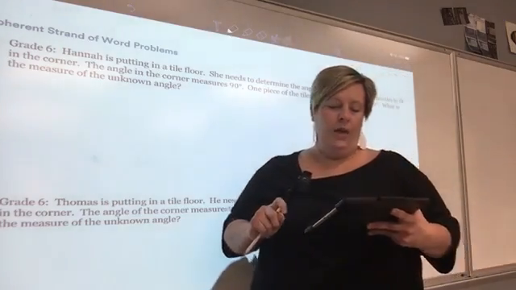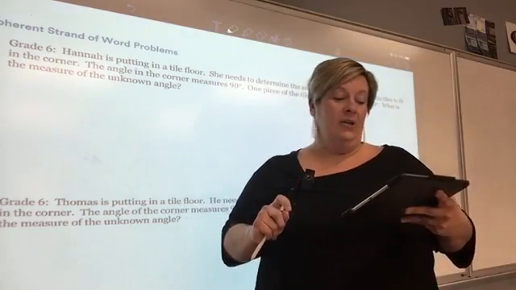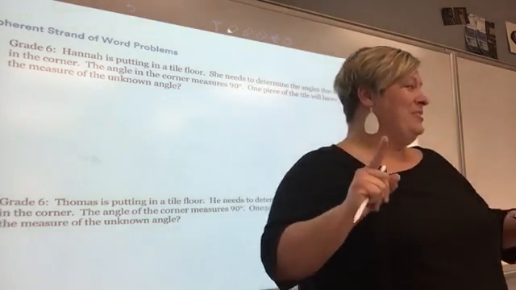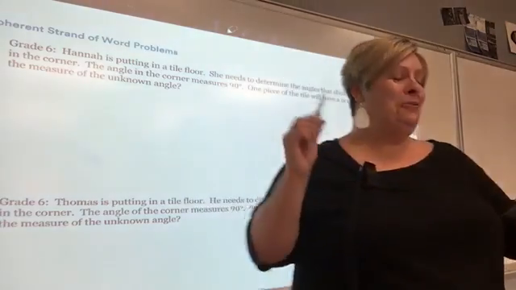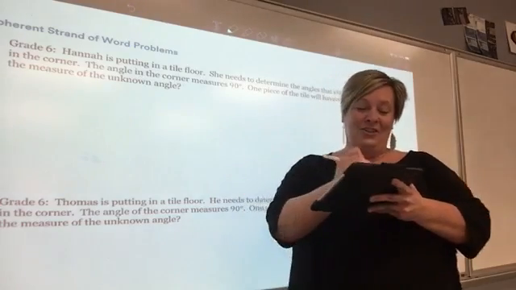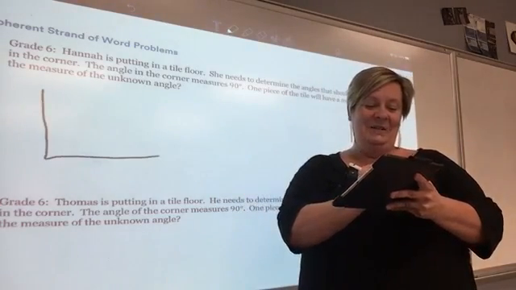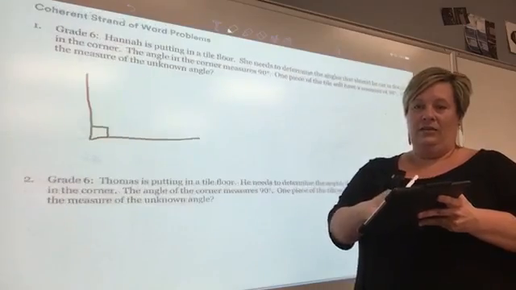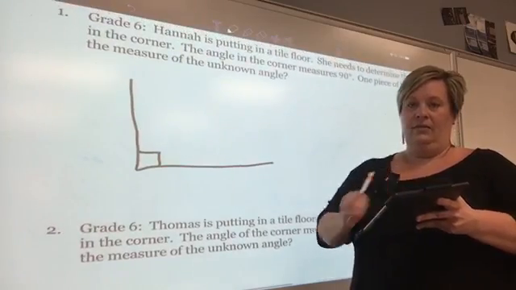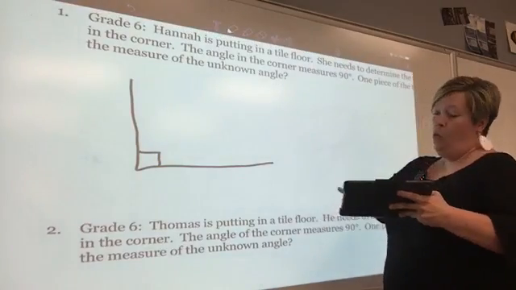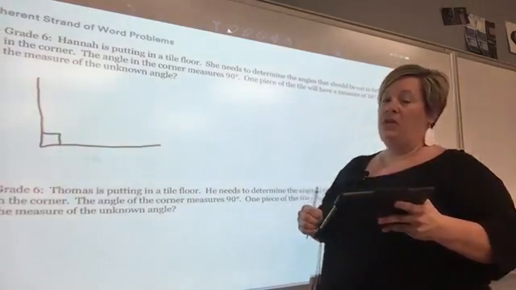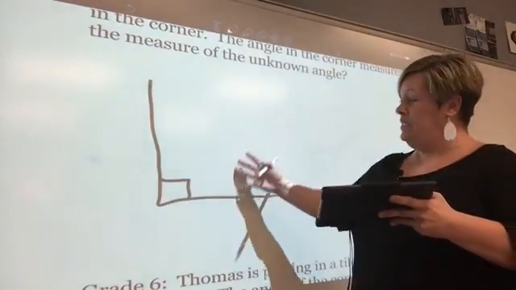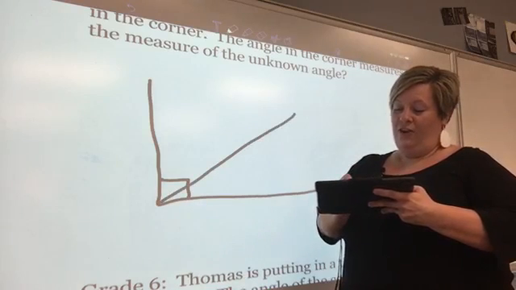She needs to determine the angles that should be cut in the tiles to fit in the corner. The angle in the corner measures 90 degrees. Okay, so right here we have a corner that measures 90 degrees. So we're going to draw our angle and indicate that with a 90-degree coating. Then one piece of the tile will have a measure of 38 degrees. So that means part of the tile that is going to go into this angle will have a measure of 38 degrees.